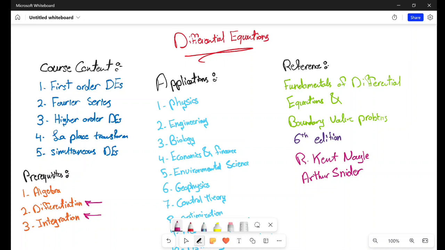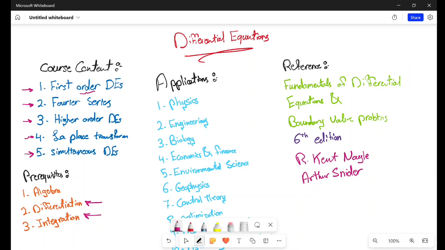So, what is the expected outcome when you finish this course? Well, simply put, you will be solving these problems right here. First, we're going to be talking about first-order differential equations, then Fourier series, higher order differential equations, and we're going to be learning what is the meaning of the word order here, and then Laplace transform. Then we're going to be solving simultaneous differential equations.